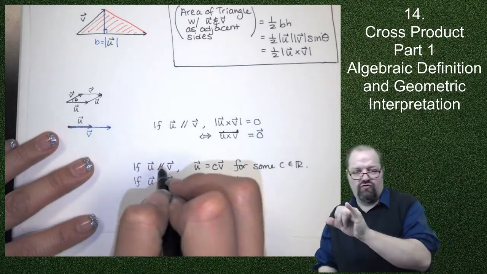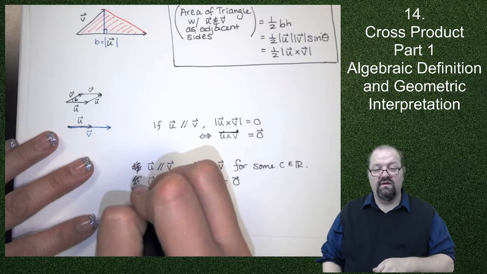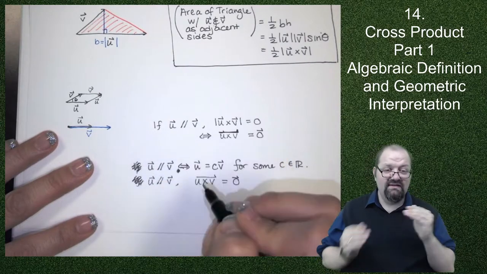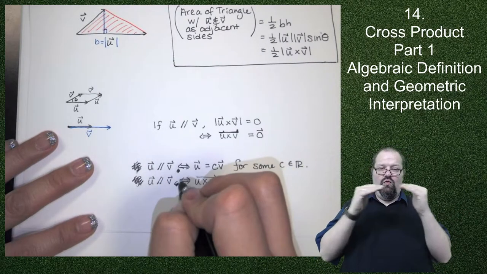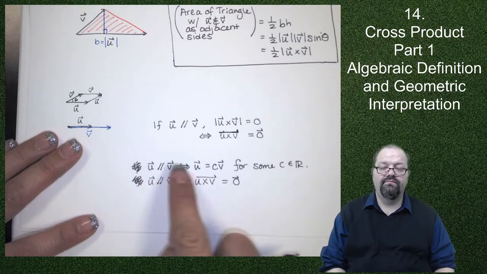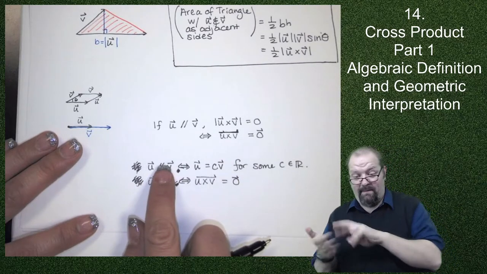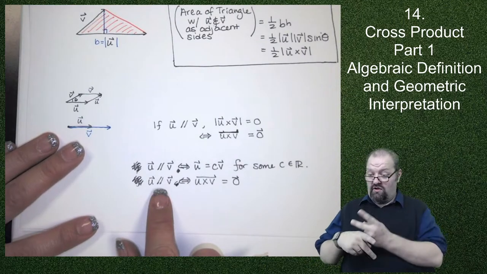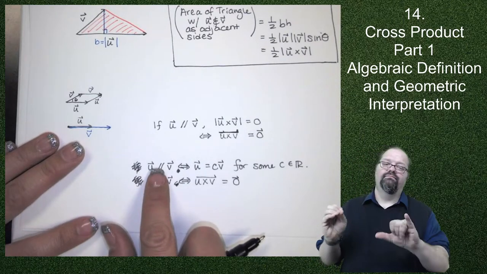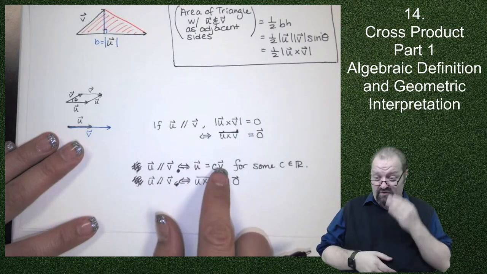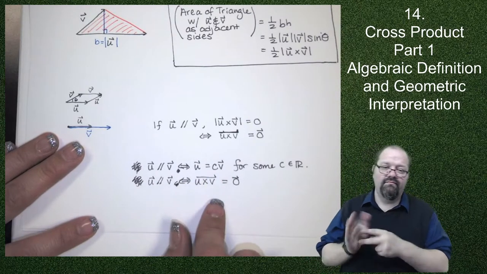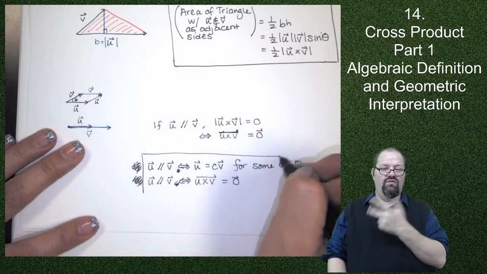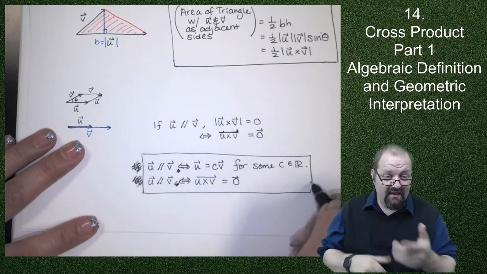So maybe rather than saying if this, then this, let's say U is parallel to V is equivalent to that over there, and is equivalent to that over there. This implies this, and this implies this. So if you get a cross product of zero, you know those vectors are parallel to each other. If you know the vectors are parallel to each other, you know that one vector is a constant times the other one, and its cross product is zero. So these are three different ways of saying the same thing. Now we've got another test for parallel vectors.